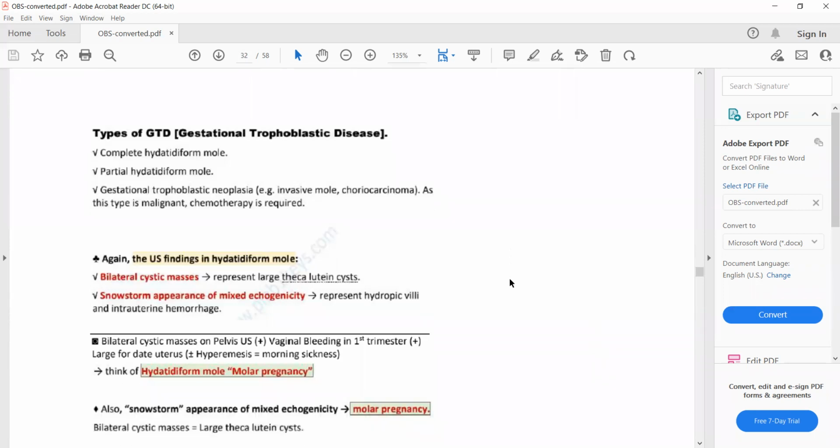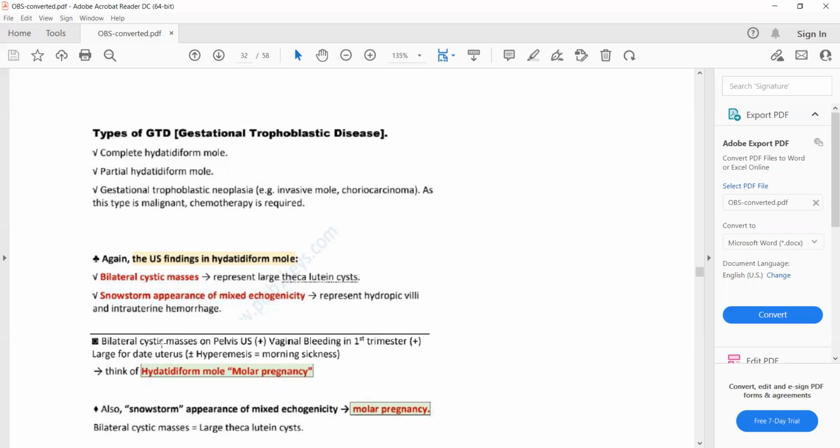How will we confirm our diagnosis of hydatidiform mole, and what is the presentation of hydatidiform mole or gestational trophoblastic disease? Vaginal bleeding in the first trimester of pregnancy. You all know that miscarriages can also present with vaginal bleeding in the first trimester, so gestational trophoblastic disease is also a differential diagnosis. But because there is excessive proliferation of trophoblastic cells, the uterus will be large for date. So this is one important point. Vaginal bleeding in first trimester with a large for date uterus, you will suspect gestational trophoblastic disease.